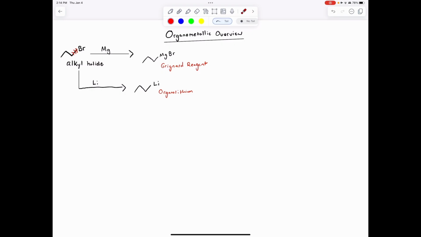Now, I want you to look at your periodic table again. I hope you still have it up. Take a look at it. Find carbon, find magnesium, find carbon, find lithium. What you'll notice is that carbon is further to the right than either magnesium or lithium. Carbon is astronomically more electronegative than magnesium or lithium.